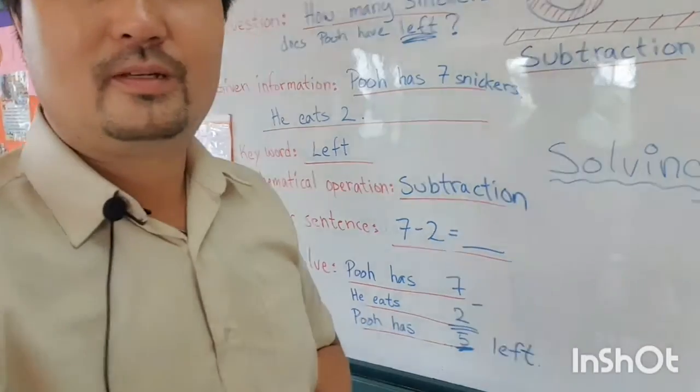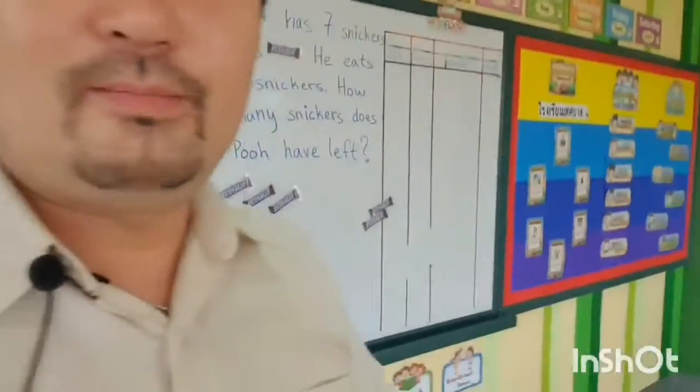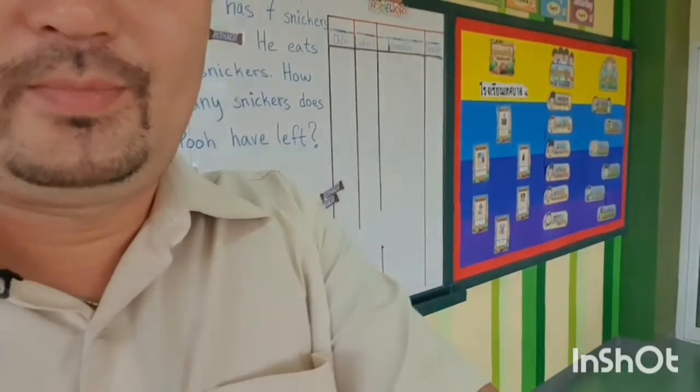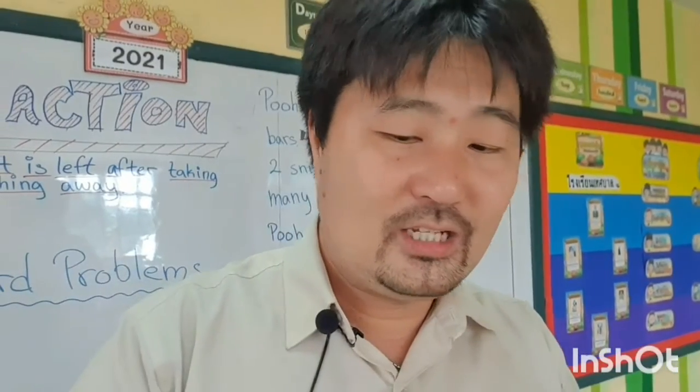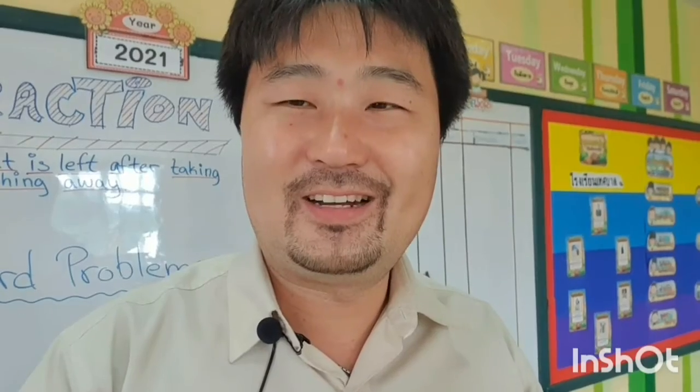Alright, good. Now let's look in the book. Okay, I will change the camera angle, so I will see you on page 82 and 83 in the book. Okay? Alright, see you in a little bit.